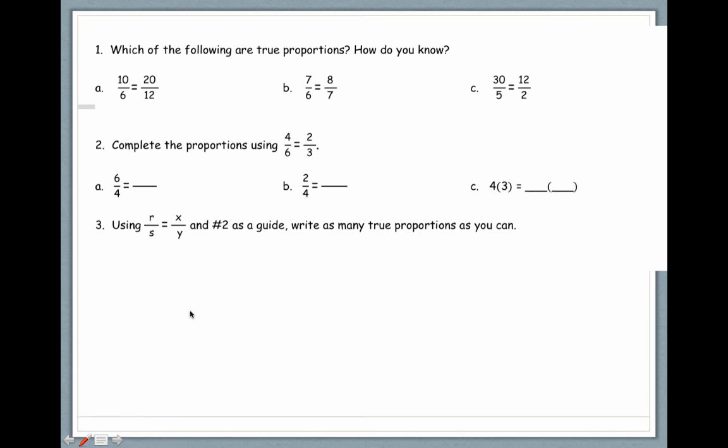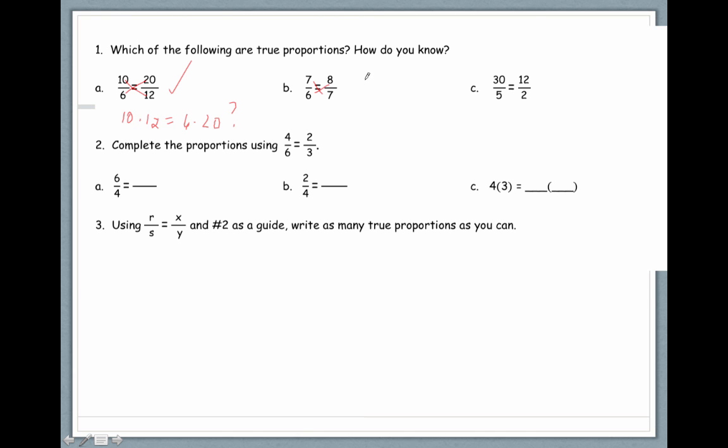So this is first just a little review of proportions. We're trying to figure out if they're true. If two fractions are equal, then you can cross multiply and it's equal. So the question here is, is 10 times 12 equal to 6 times 20? So it's cross like that. 120, 120, yes.